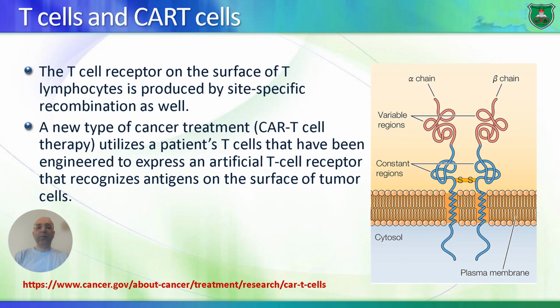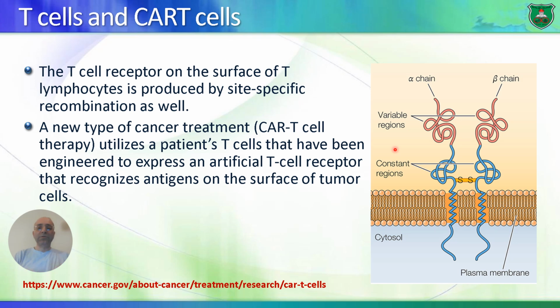Now the same thing applies to the T cell receptor. The T cell receptor has a similar structure to immunoglobulins. There are variable regions. There are two chains, alpha and beta. Each one of them has variable regions, and so on. And the production of these receptors is basically the same, genetic recombination.